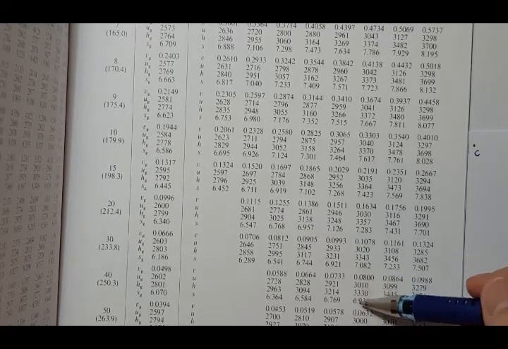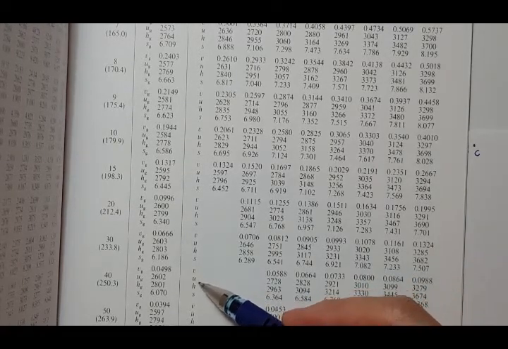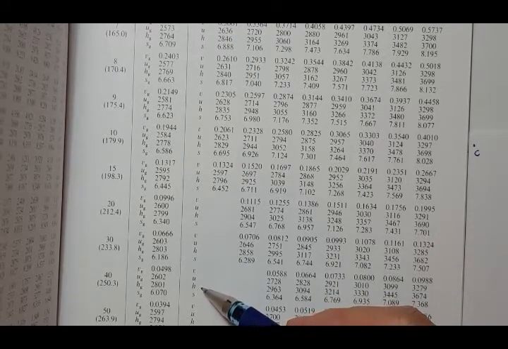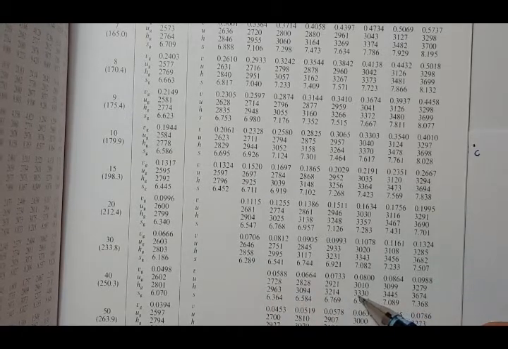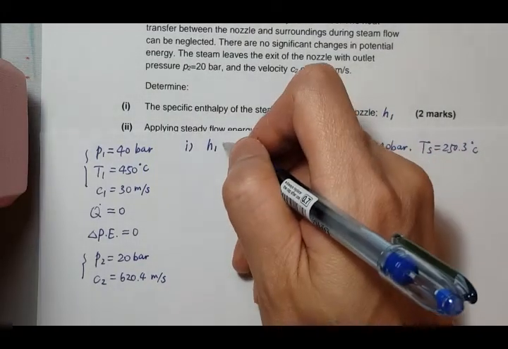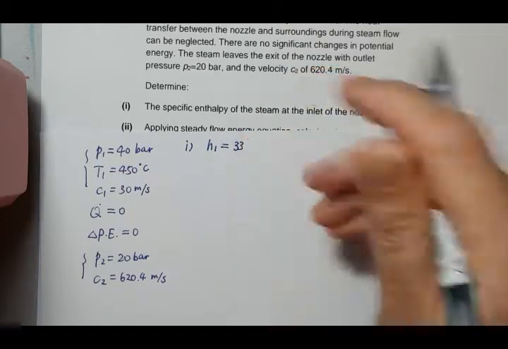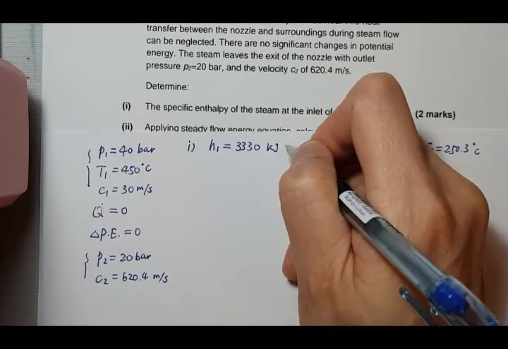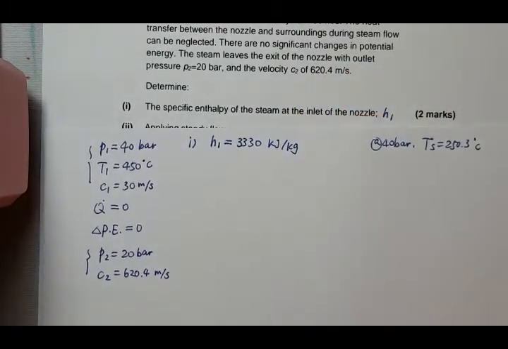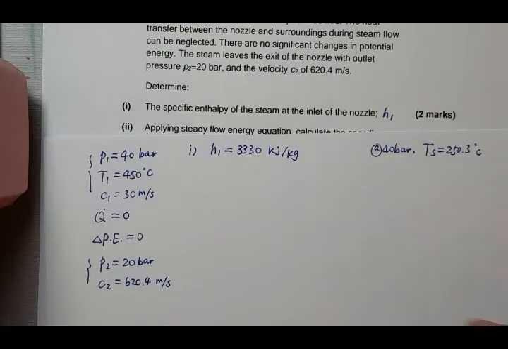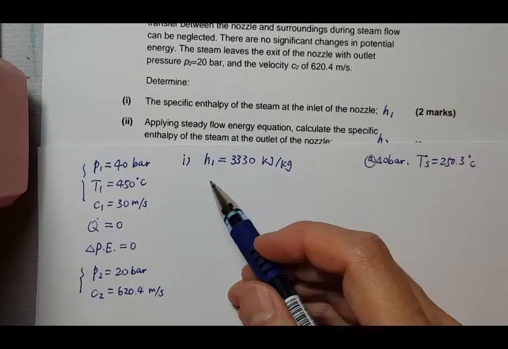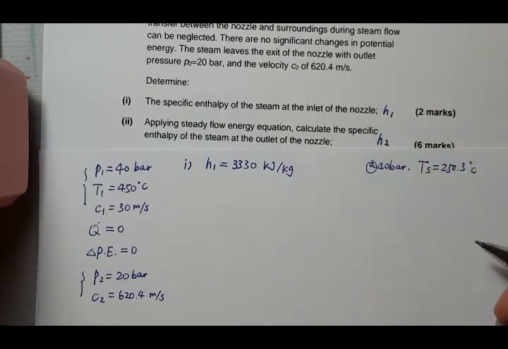The first one is specific volume, then specific internal energy, then specific enthalpy. So the third one is specific enthalpy, which is 3330 kilojoule per kilogram. So that's how we find H1, the superheated enthalpy. You get 2 marks once we find the value of H1 from the steam table. So that's it.